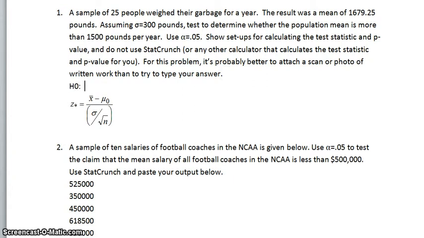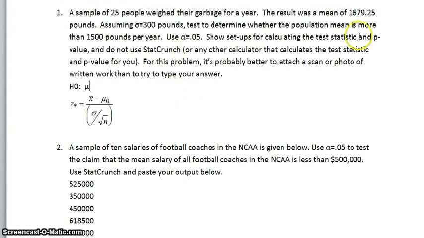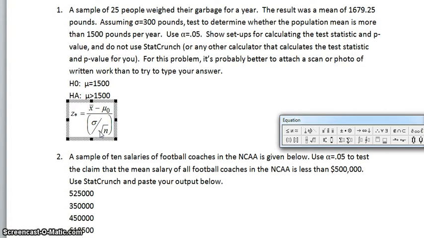So we set up our hypotheses. Our null hypothesis is that mu equals... we're testing whether the population mean is more than 1,500. So our alternative hypothesis is going to be mu greater than 1,500. Okay, so we're doing this one by hand, so we use the formula.